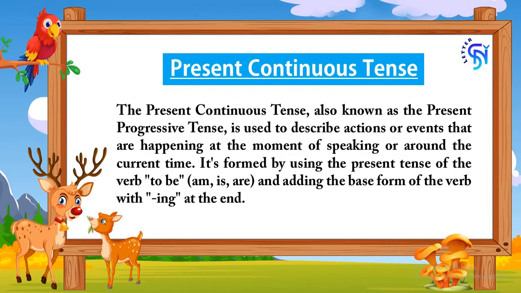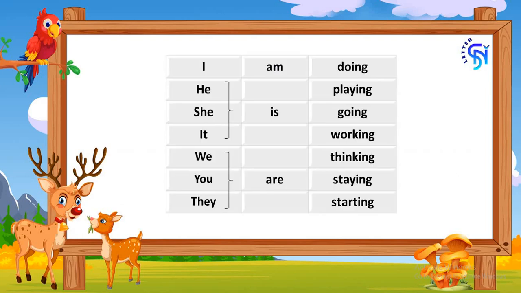The present continuous tense, also known as the present progressive tense, is used to describe actions or events that are happening at the moment of speaking or around the current time. It's formed by using the present tense of the verb to be, am, is, are, and adding the base form of the verb with ing at the end. This is how the present continuous tense is formed.